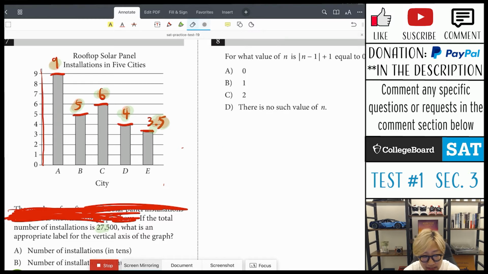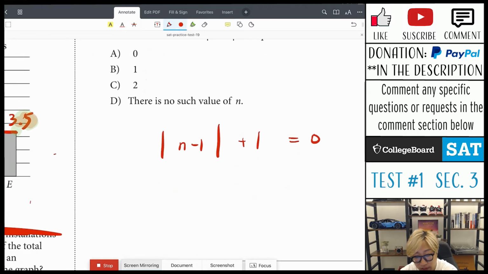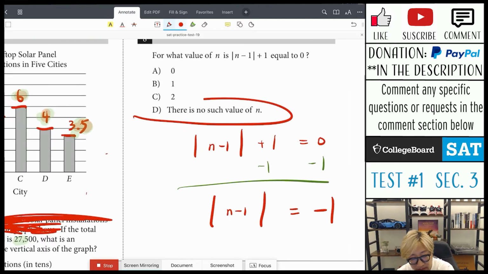Here we go, number 8. For what value of n is that equal to 0? Okay, so absolute value of n minus 1, plus 1, is equal to 0. First thing first, subtract 1 on both sides. So I got absolute value of n minus 1 is equal to -1. And I'm like, there's no such value of n.